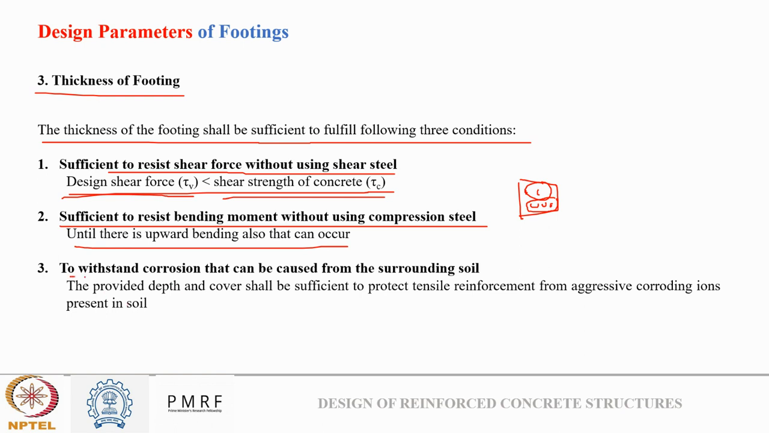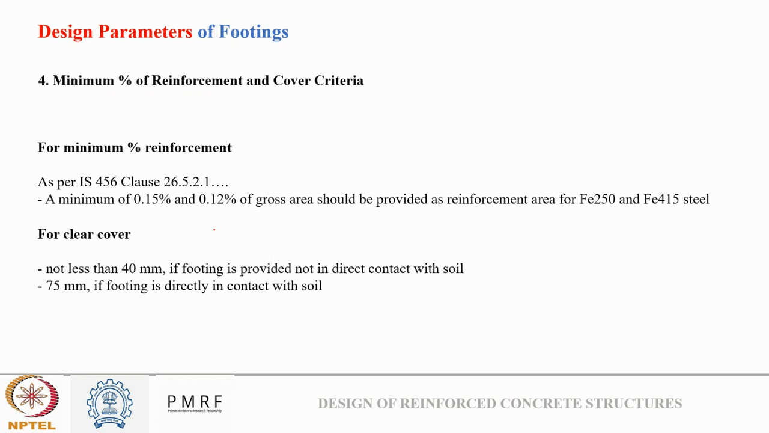And third is to withstand corrosion that can be caused from the surrounding side. For this, we need to provide sufficient depth and cover so that our tensile reinforcement is safe against corroding ions present in the soil. Generally this is more from a code point of view that we choose, but for the first two, we need to design. We need to check whether our thickness is enough to resist shear and bending.